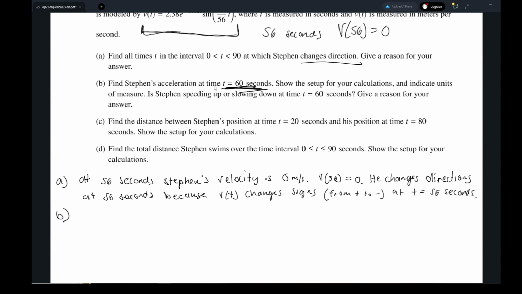So show the setup for your calculations and indicate units of measure. Is Steven speeding up or slowing down at time t equals 60? So his acceleration, remember I was talking about this last time: if you differentiate distance, you find the derivative of distance, you're going to get velocity. And if you find the derivative of velocity, you're going to get acceleration.